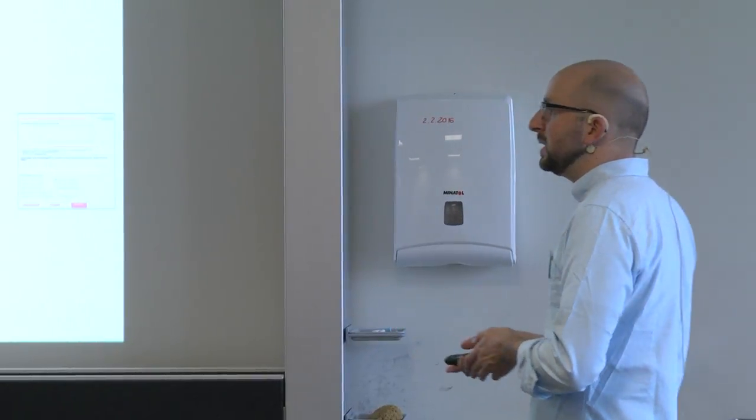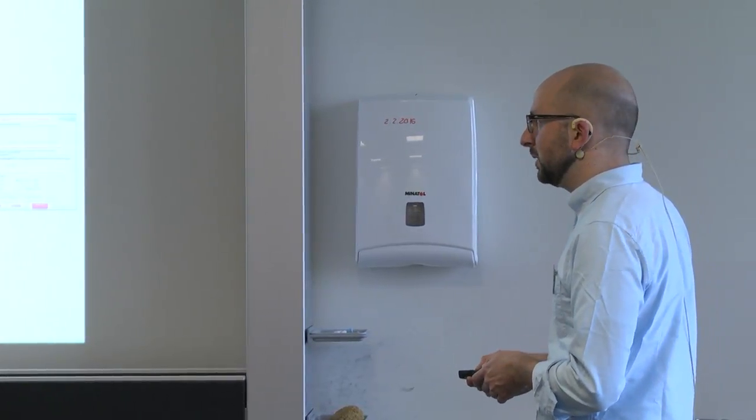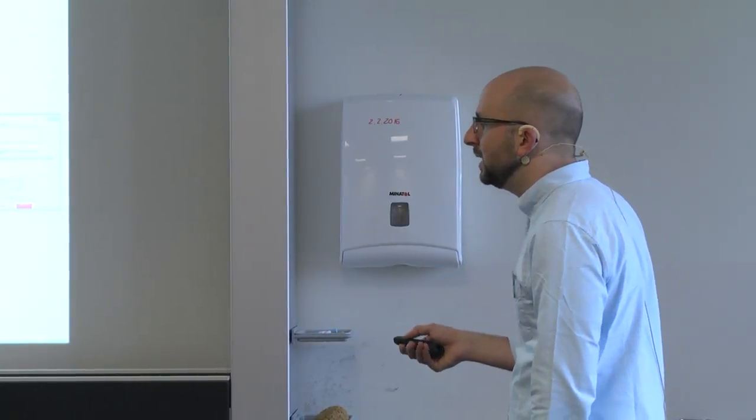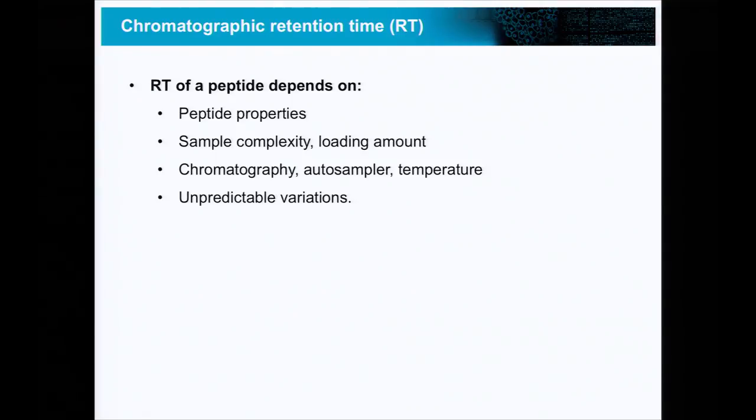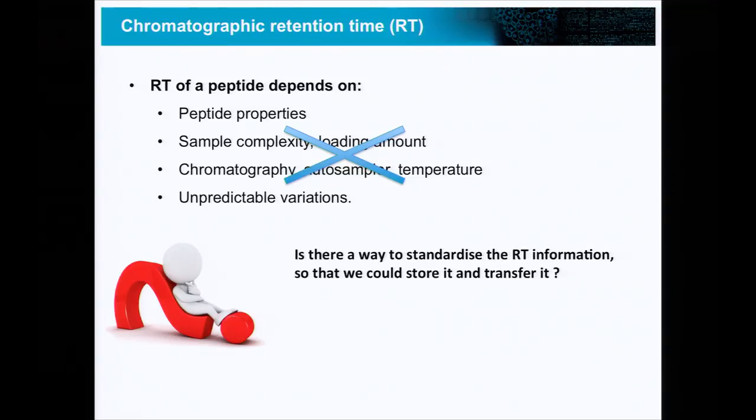But of course, the best place to start is with empirical retention time. But even when we've obtained all of these, they would again be dependent on the chromatography and so on. So we're still left with these units, this information which is in minutes. And ideally what we're looking for is a way to standardize retention time information so that we can store it and transfer it between us. And this is done by a retention time index, or some people would call it the iRT value, which I'm going to explain now.